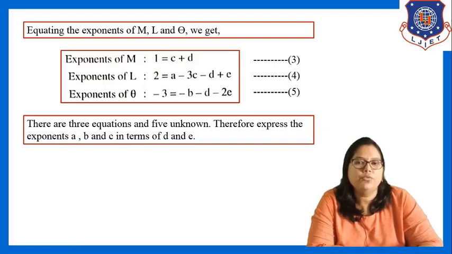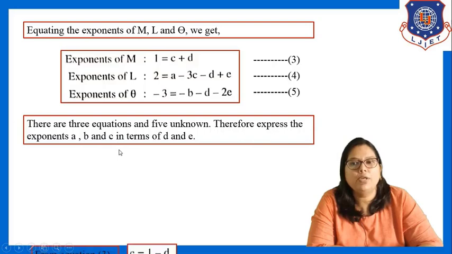So what do we do? We are expressing the exponents a, b, c in terms of d and e. Understood? These are the 3 equations and 5 unknowns, so it is difficult to solve. Therefore, we are expressing the exponents a, b, c in terms of d and e. How can we do it?